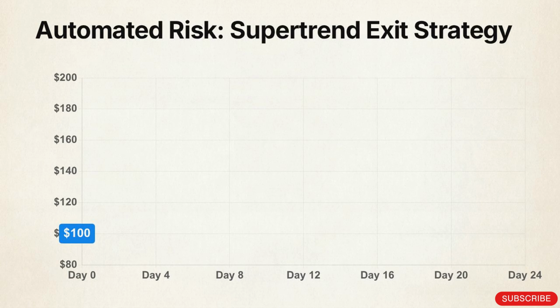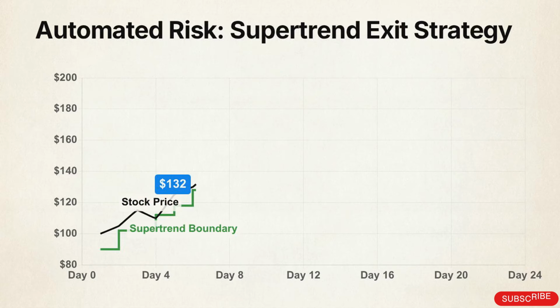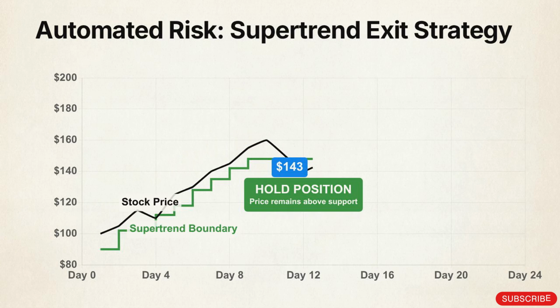You will now see this stepped green line running directly beneath the rising stock price. As the stock climbs, this line automatically steps upward to follow it. Your first rule is simple. As long as the daily price stays anywhere above this green boundary, you hold the position. Even if the stock dips, you do nothing.